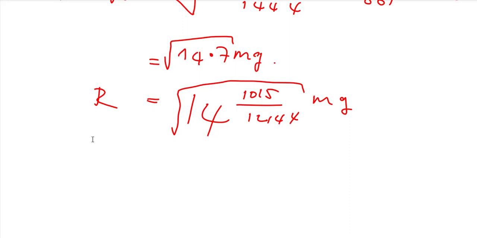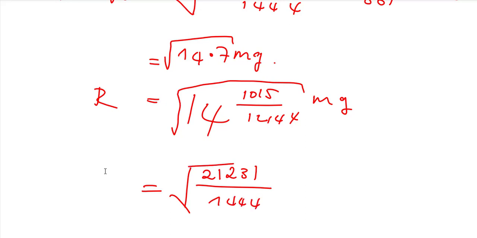Okay, now in other words, in a good fraction it will be 14 times 1444 plus, so if you convert this to an improper fraction, it will be the square root of 21231 divided by 1444 times mg.